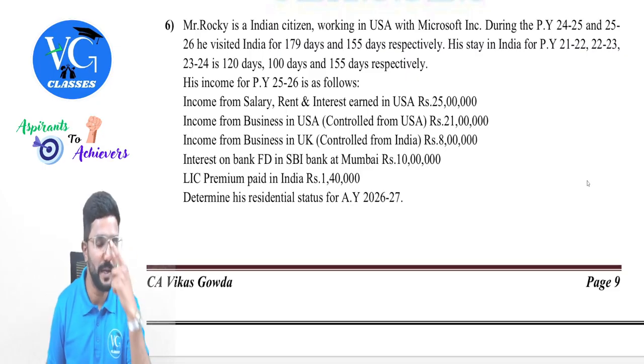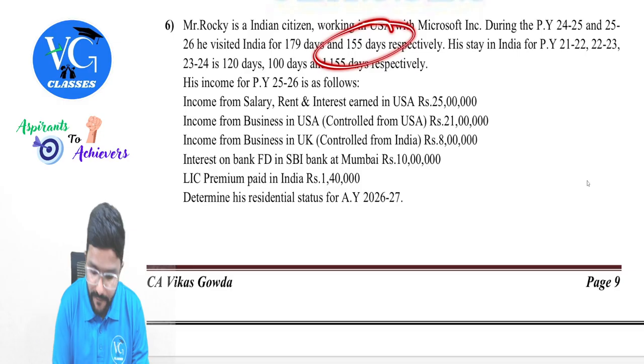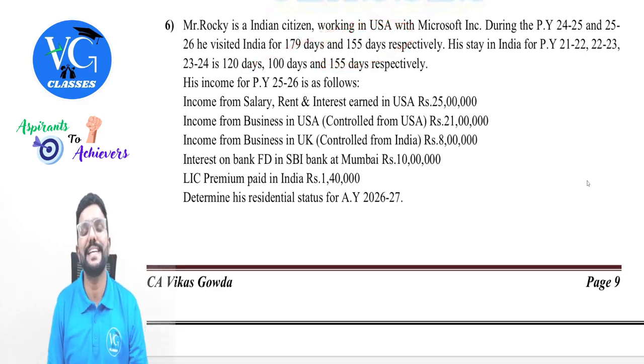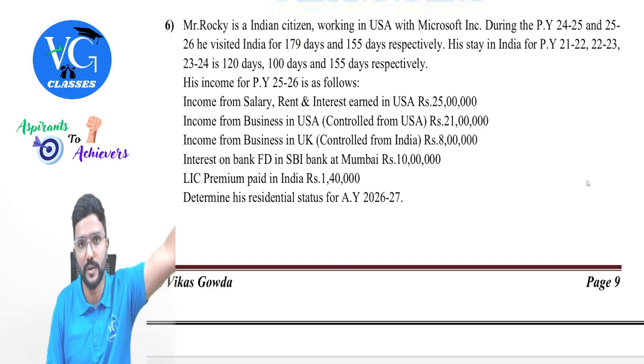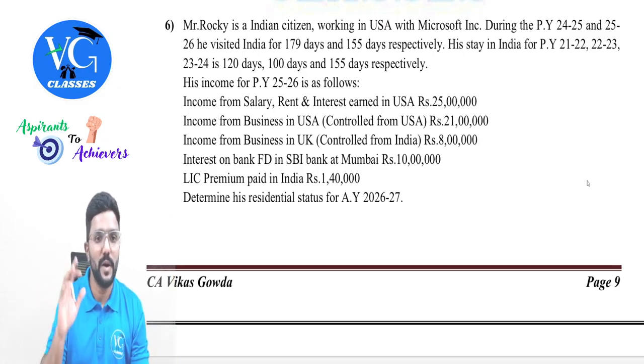Question number 6, quickly. Mr. Rocky is an Indian citizen working in USA with Microsoft Incorporation during the previous years 24-25 and 25-26. He visited India for 179 and 155 days. First, I need to log how many days he was in India during the previous year. 155. The first condition is already ruled out, guys. His stay in India for the previous years is 120, 100 and 155 days respectively.